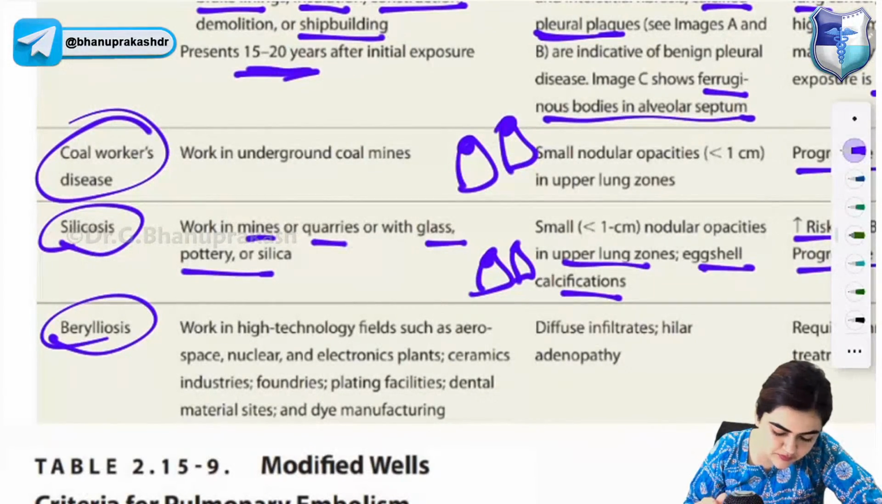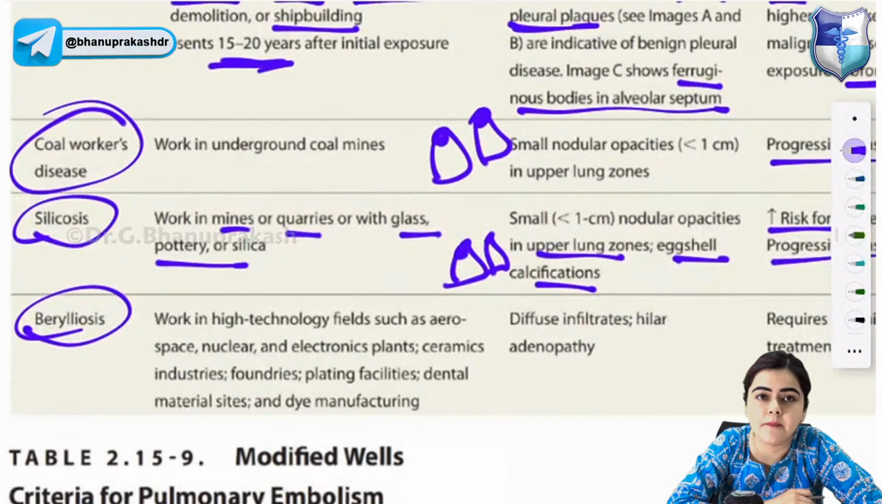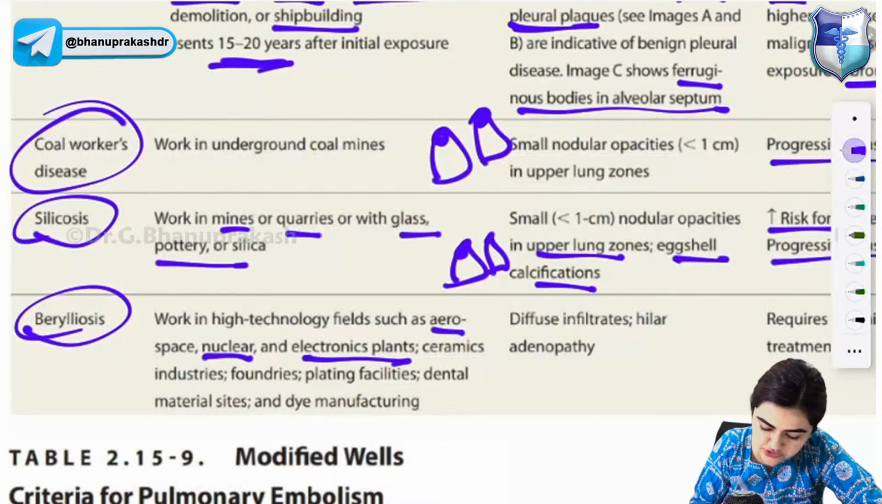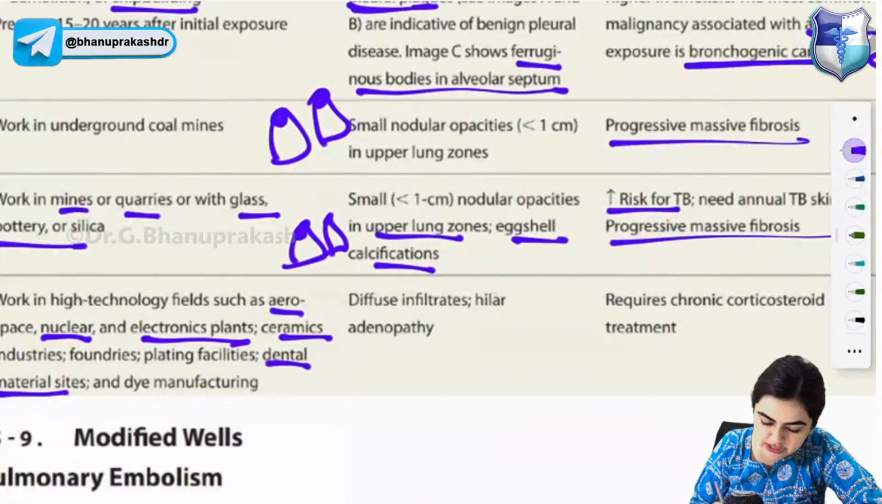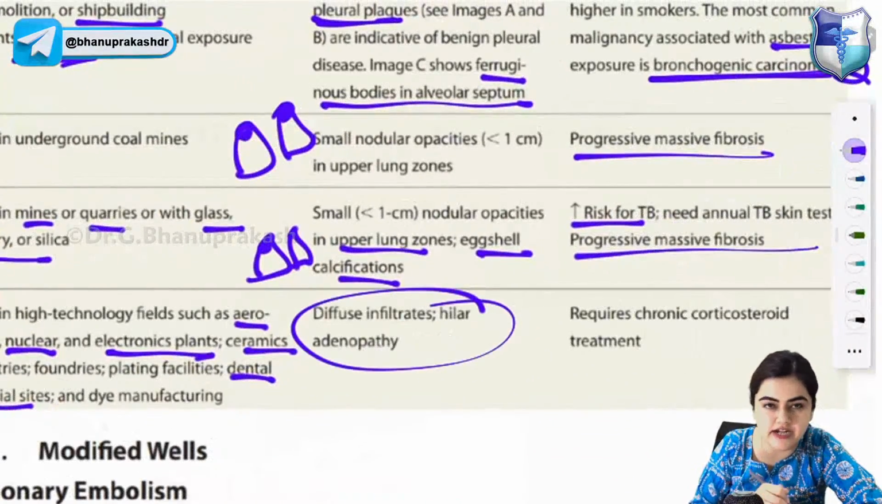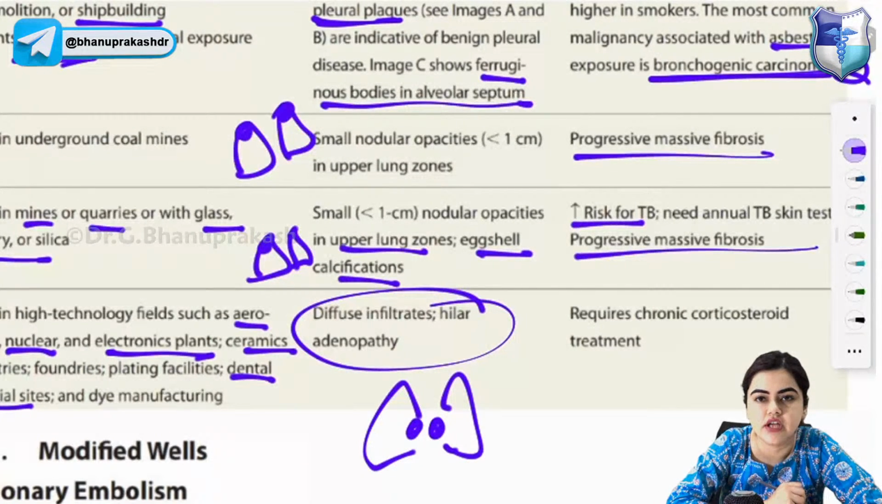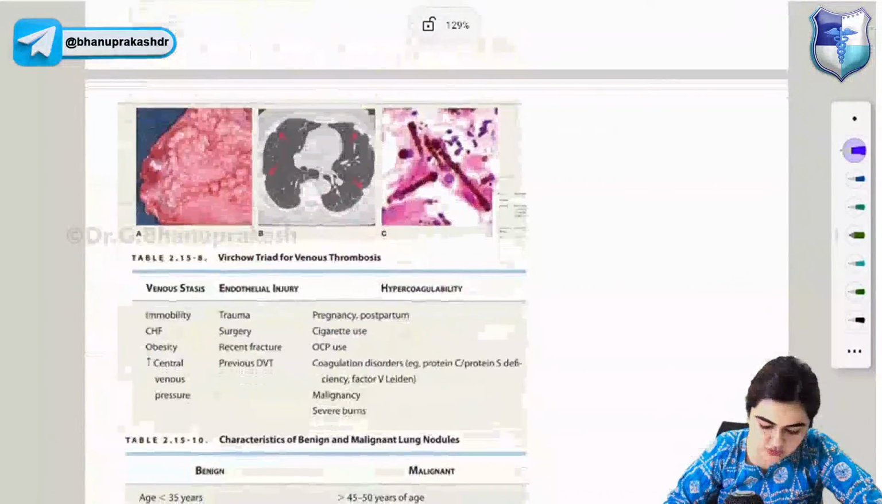Okay. Now coming to berylliosis. Berylliosis is seen in people who work in high technology fields like the aerospace industry, nuclear industry, electronic plants, ceramic industry, foundries, and dental material sites. You will see diffuse infiltrates and hilar adenopathy in berylliosis. And how to treat berylliosis? You have to give chronic corticosteroid treatment. So this was about the diagnosis of pneumoconiosis.